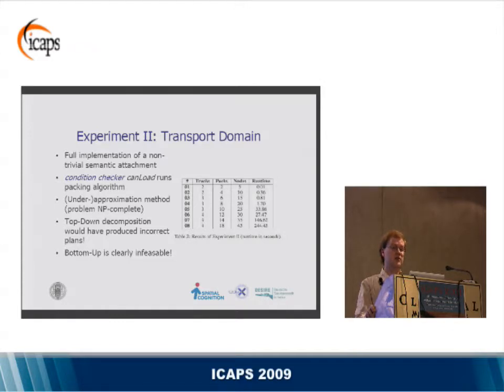The tricky thing about this is that if you had done this with top-down decomposition, you would have failed because you would have packaged too much into a truck. And bottom-up, well, you would have to compute the predicate can load for all possible subsets of the packages. And this scales very badly.